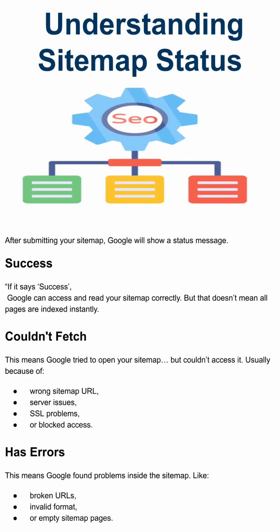Part 4. Submit sitemap in Google Search Console. Now open Google Search Console. Steps. Select your website. Go to Sitemaps. Paste your sitemap URL. Click Submit. Example: sitemap_index.xml. And now Google will start checking your sitemap.